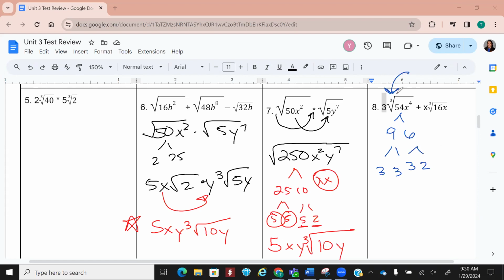Check our little cubby hole. It's groups of 3 with a 2 left over. So what's 3 times 3? 9. So we get 9 cubed root of 2. And we have 4 x's. How many groups are we going to make? With how many left over?